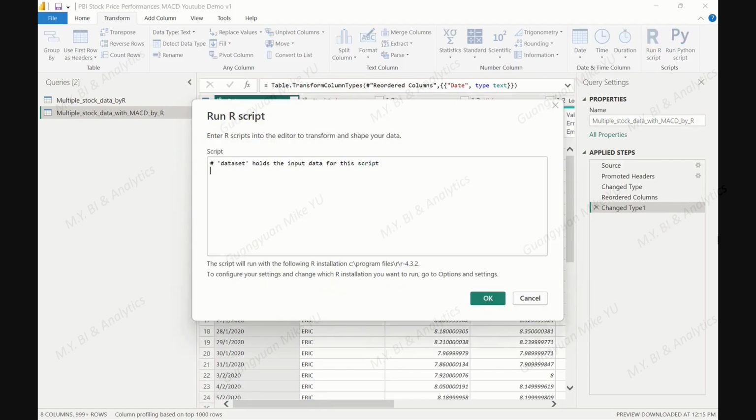In the pop-up R editor, we see the notice at the top telling us that the variable name dataset is holding the content of the table Multiple Stock Data with MACD by R. Thus, we can work on this R data frame dataset for MACD calculation. Before diving into the R script calculations, let me highlight a note.